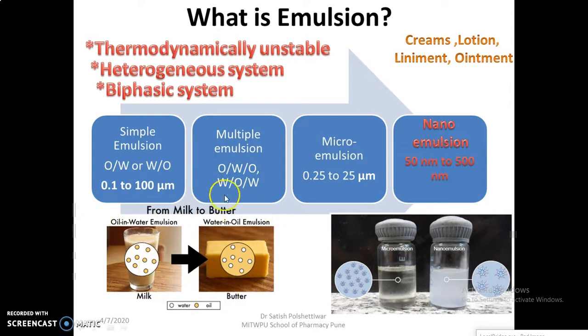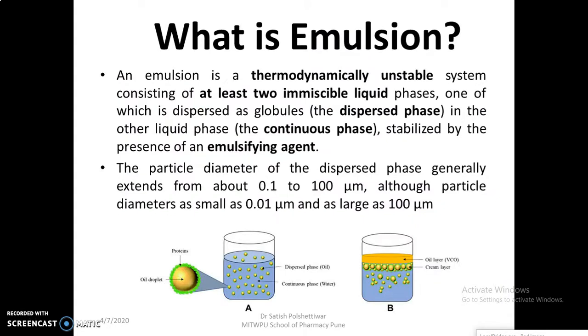An example of W/O type emulsion is your butter and cheese, where the oil is the continuous phase. And examples of formulations based on emulsion are cream, lotion, liniments, ointments and some drops, which are preparations based on emulsion. Now, what is emulsion?